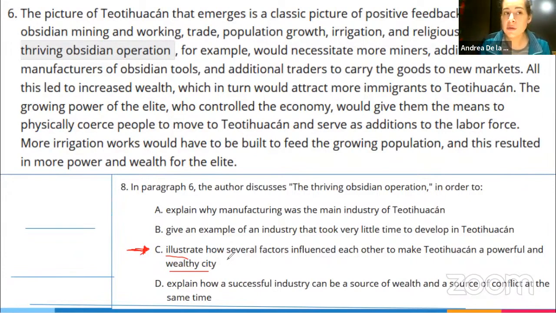Right, in this case, it would be several factors influence each other to make Teotihuacan a powerful and wealthy city. Now, let me tell you one thing, and this is very much related to the writing section. I don't know if you guys remember, if you weren't in the writing section yet, then that's fine as well. But when you write a paragraph, every paragraph has an idea, right? And we said this yesterday as well. Remember, we read every single paragraph and we tried to analyze what was the main idea of each paragraph. So every paragraph talks about a different idea, always. And one specific idea, this paragraph isn't talking about more than one idea. Although they are mentioning things like population growth, irrigation, mining, working, trade, this paragraph is only about one specific idea.